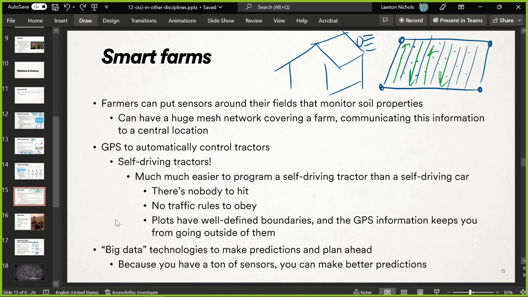Isn't that cool? And then finally, just kind of similarly to weather forecasting, you can use machine learning, those fancy big data terms. You can use fancy technology to make predictions about what's going to happen later. Like, if your soil is this wet right now, you can learn through machine learning how long your specific plot is going to take to drain that water and when you're going to need to water again to make it as efficient and cost-effective as possible for you and your farm. Isn't that cool? So yeah, because you have a ton of sensors, you can make better predictions and essentially make more money as a farmer. Smart farms. Any questions about that?